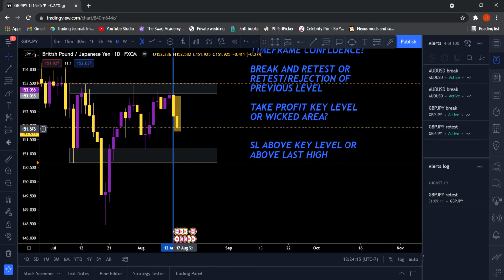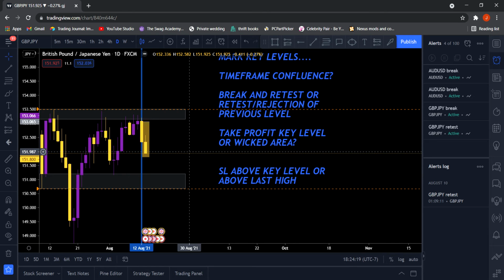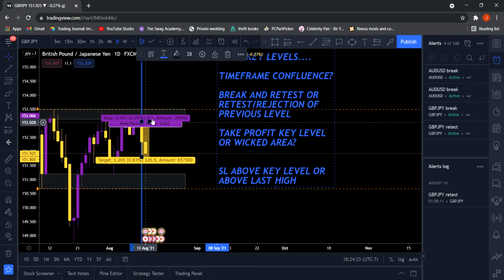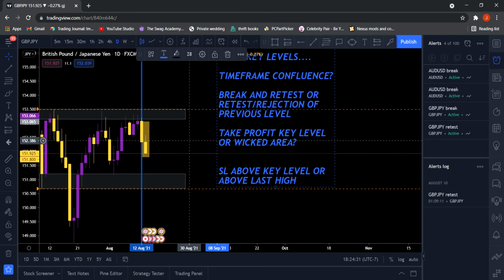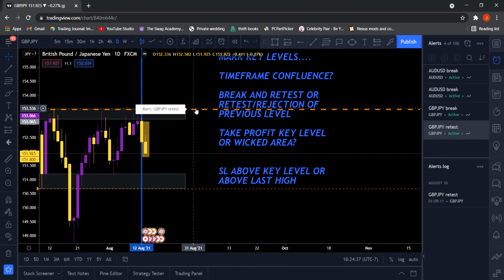That's what I was looking for as my entry: the retest slash rejection of this key level. And this is on the daily time frame. 1, 2, 3, 4, 5, 6 times it rejected, 5 or 6 days it rejected. So there's more than enough confluence to take it down.